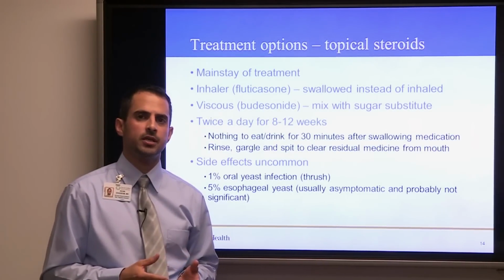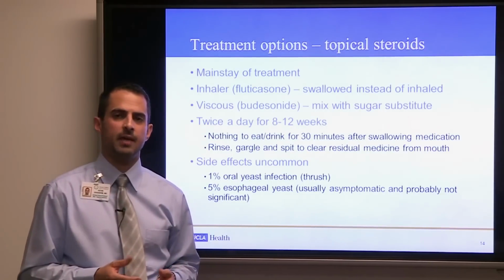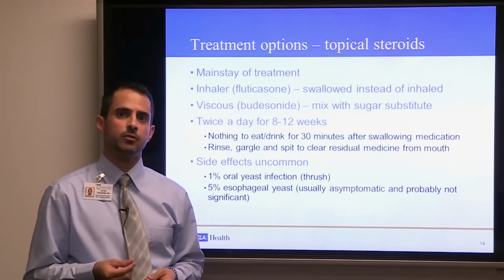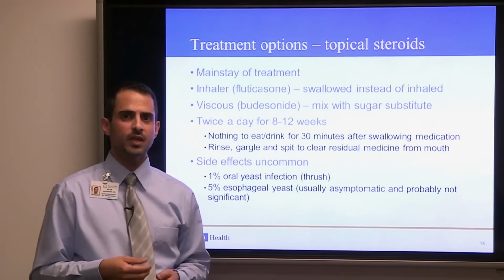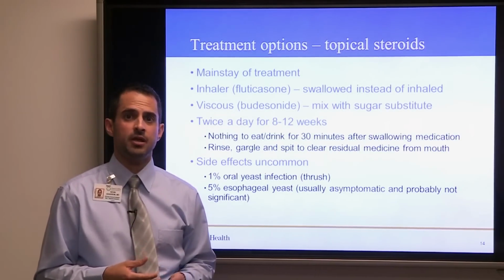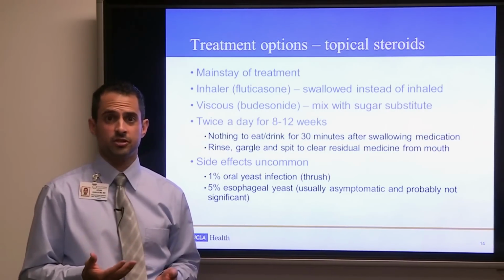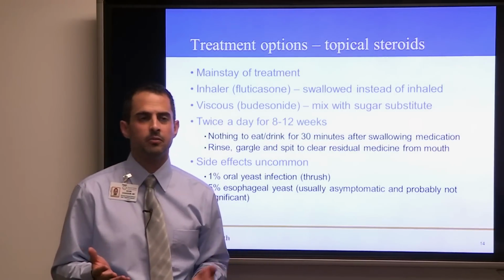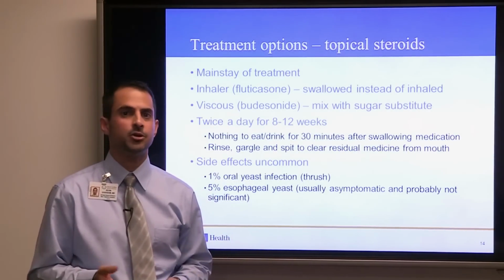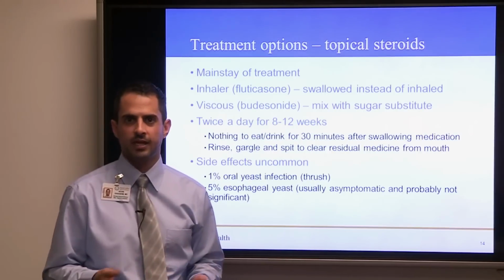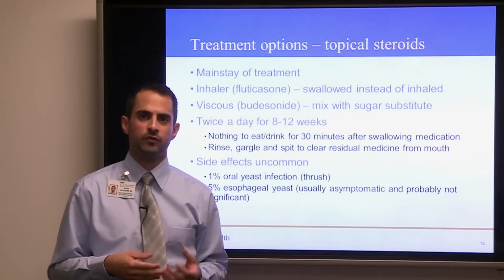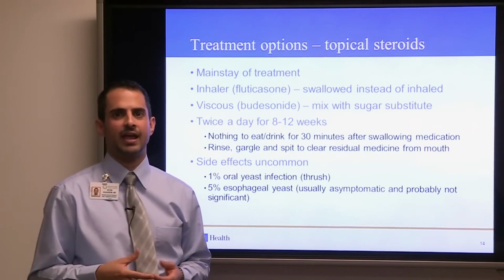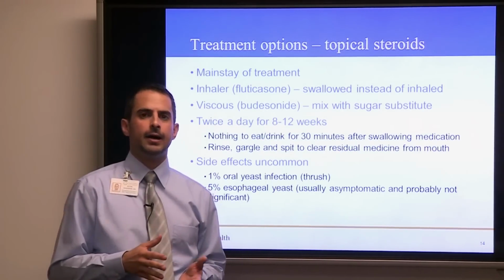The other option is a viscous preparation, and that medicine is called budesonide. And budesonide actually comes in a liquid form, but to make it viscous, the people who studied this medication mix it with Splenda, which is a sugar substitute. Now, can another sugar substitute be used? Probably, but it just hasn't been tested. Could regular sugar be used? Probably again as well. It's just to mainly make it a more viscous preparation. Probably the people who were studying this, they just wanted to not add extra calories to the diet.